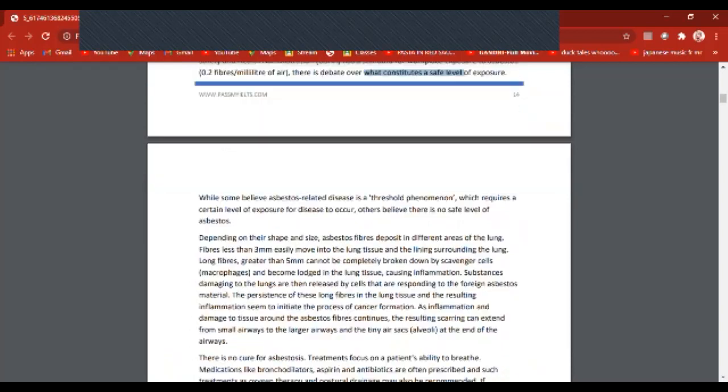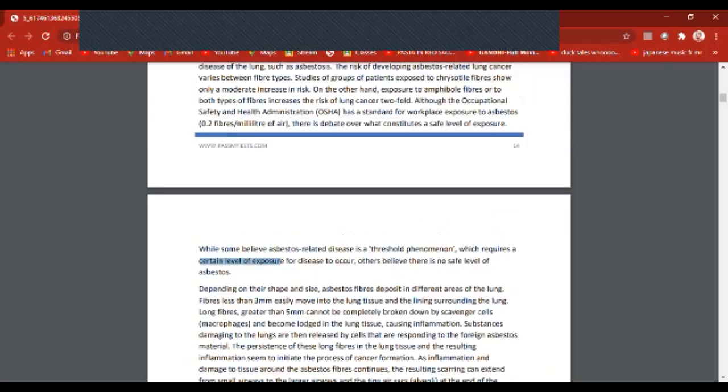While some believe asbestos-related disease is a threshold phenomenon which requires a certain level of exposure for disease to occur, others believe there is no safe level. See again, certain level means degree. Certain level of exposure, is it a synonym of degree of contact? Others believe, see, there's a debate. What is a debate? Disagreement. One party thinks something, other people think otherwise.